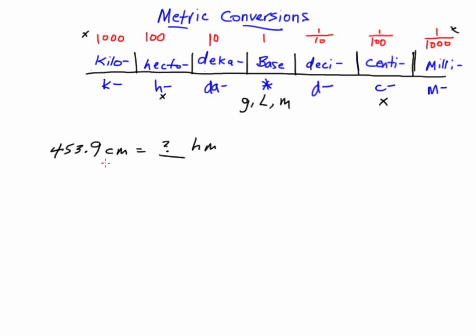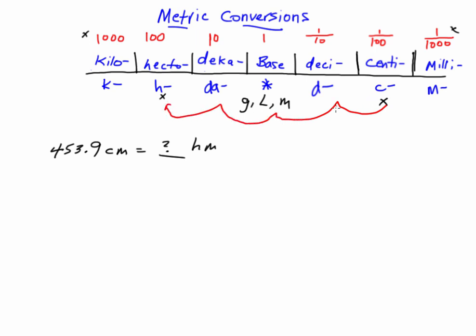So the point is that if I have a lot of centimeters, I'm going to have a small number of hectometers. That's a good thing to remember: if you're going from a small unit to a big unit, your number should get smaller. So I'm starting at centi, and I'm going to show you one way to do this, and then a second way. 1, 2, 3, 4.